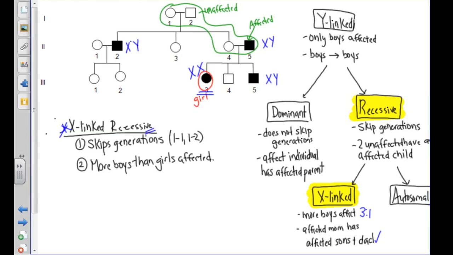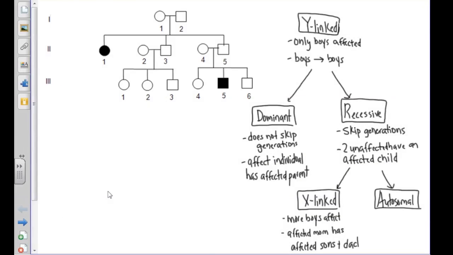So individual 2,2 has the recessive allele, as well as 2,5. Individual 3,3 has two recessive alleles, and 2,5 is a boy, so he has one recessive allele on the X chromosome. We're going to go back to example number 1 on the top of page 52 and practice our skills again to determine the mode of inheritance.